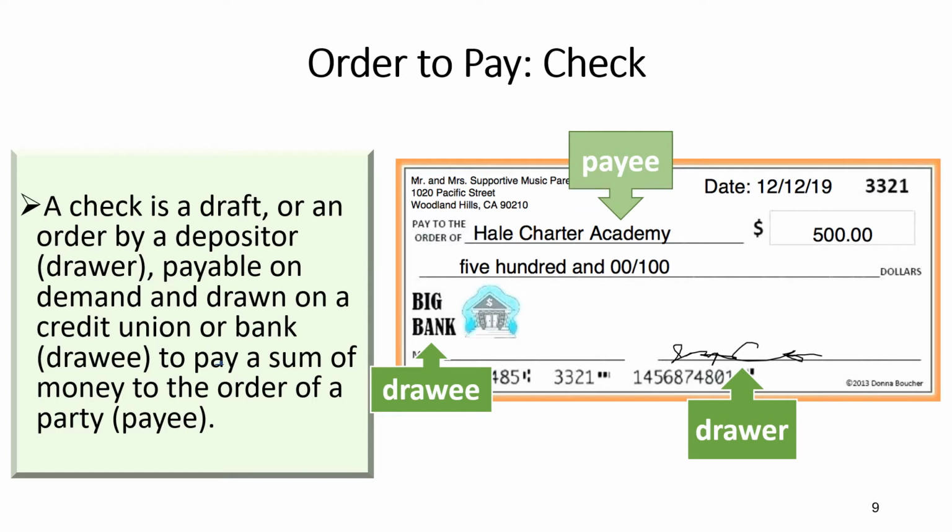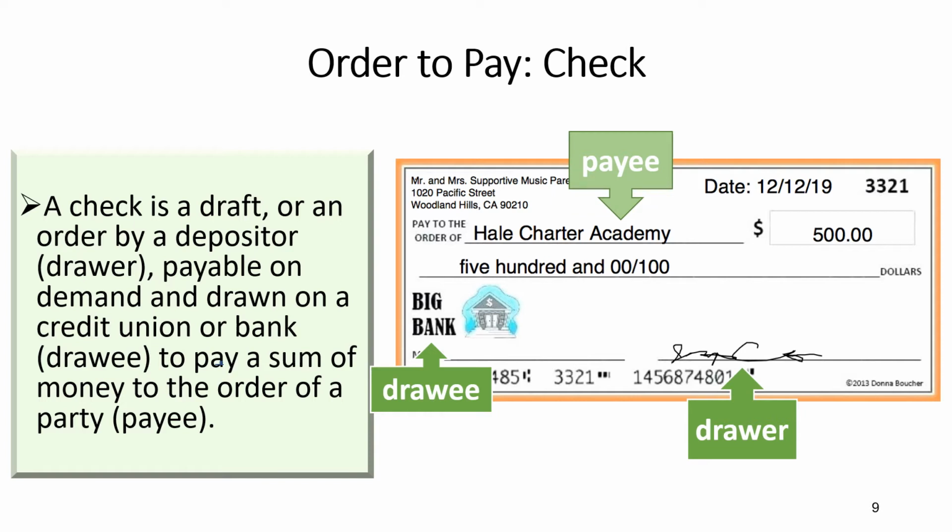Your bank does not tell you to pay people. You tell the bank. So the drawer is their name, their signature is going to be on the signature line on the front of the check. And the drawee is going to be the institution that's being told to release the funds. It could be a bank, it could be a credit union.